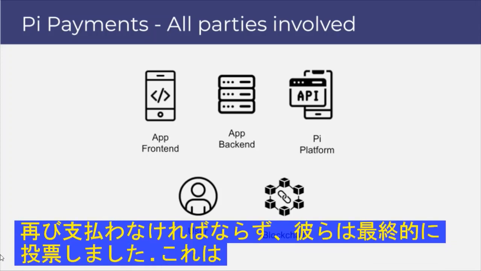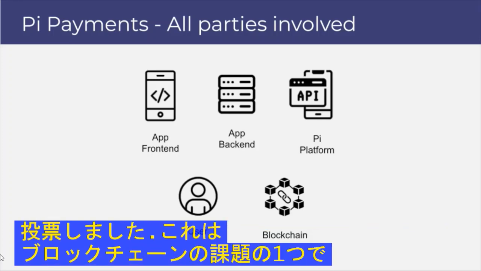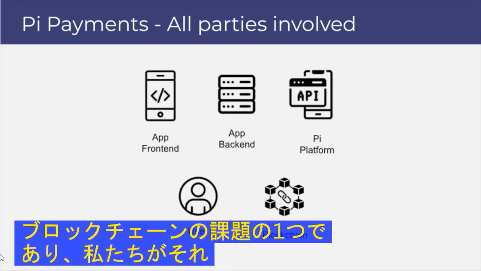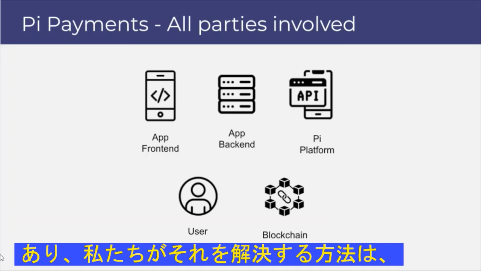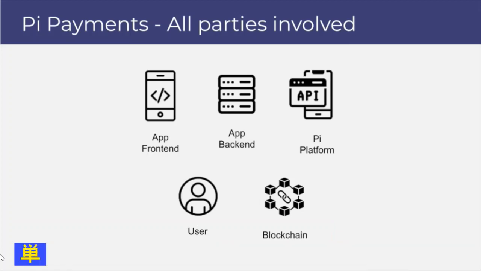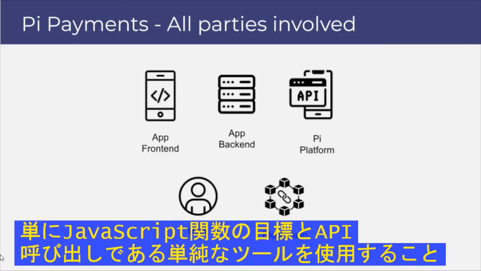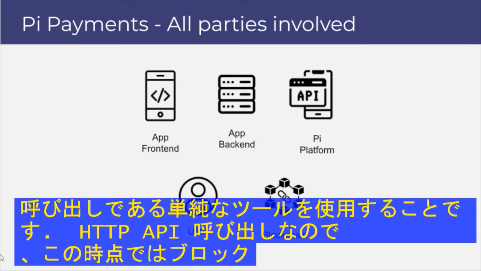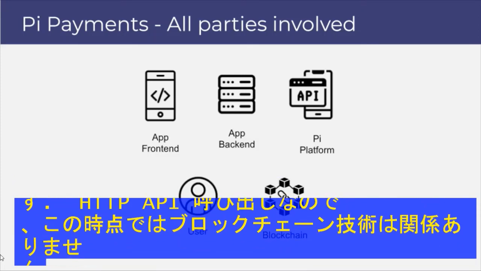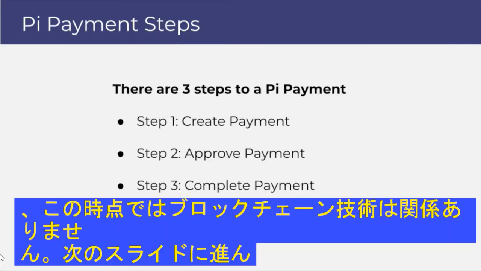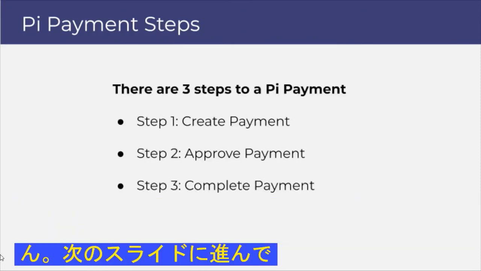This is one of the challenges with blockchain, and the way we're solving it is with quote-unquote simple tools, which are just JavaScript function calls and API calls, HTTP API calls. So no blockchain tech involved at this point. I think we can move to the next slide, please.